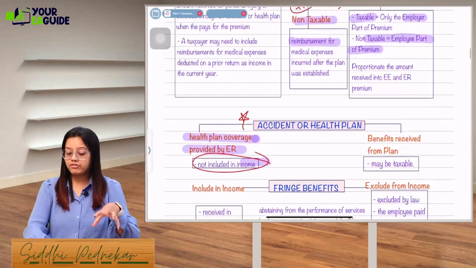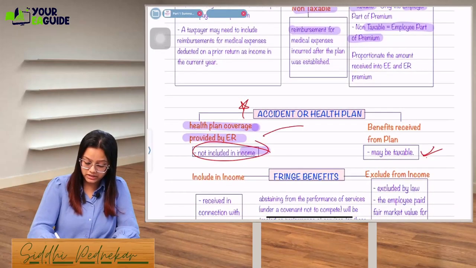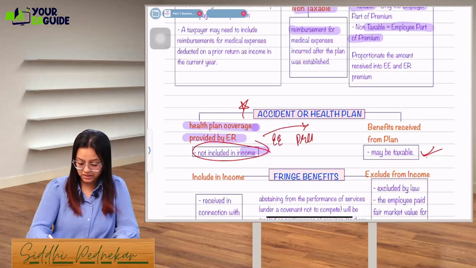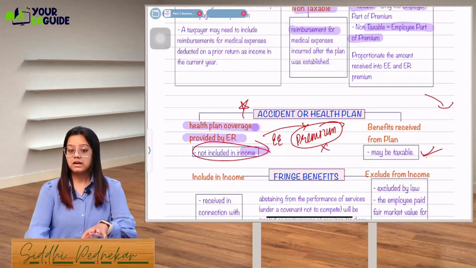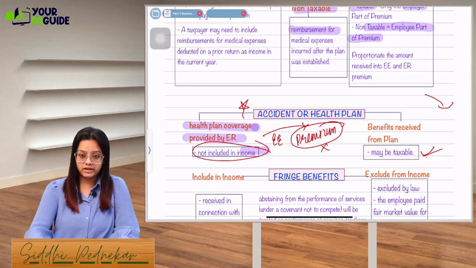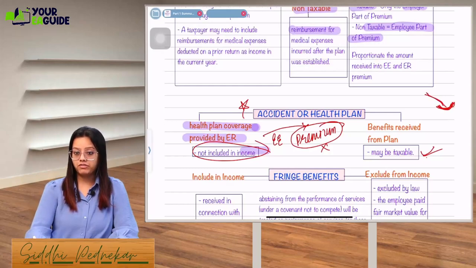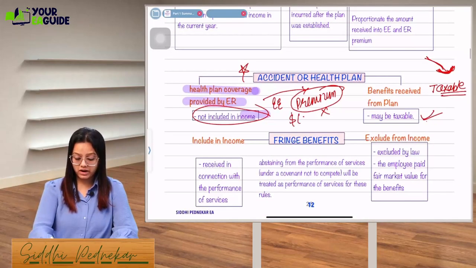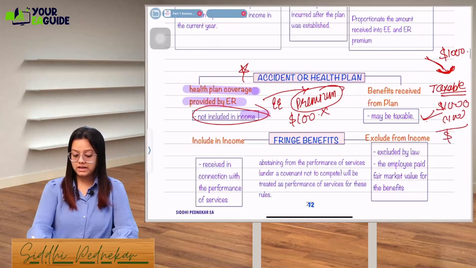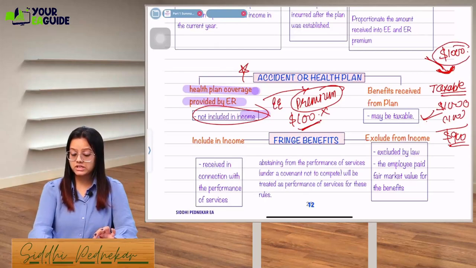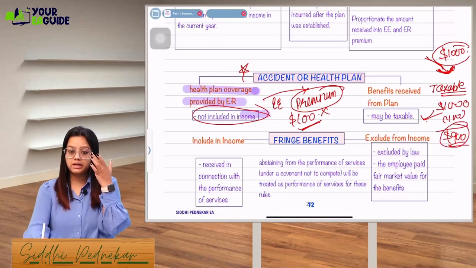Benefit received from the plan may be taxable. Means, when the employer is paying the premium, this premium will not be taxable. But when the person meets with an accident or due to any health related plans is going to receive the benefit, it will be taxable. Only the benefit. Let's say the premium was $100, but he received a benefit of $1,000. So 1000 minus 100, the 900 is the extra benefit which he is receiving. The 100 was the premium, that is the cost. This is the amount he is going to receive from the insurance company, so whatever is the remaining extra benefit will be taxable.